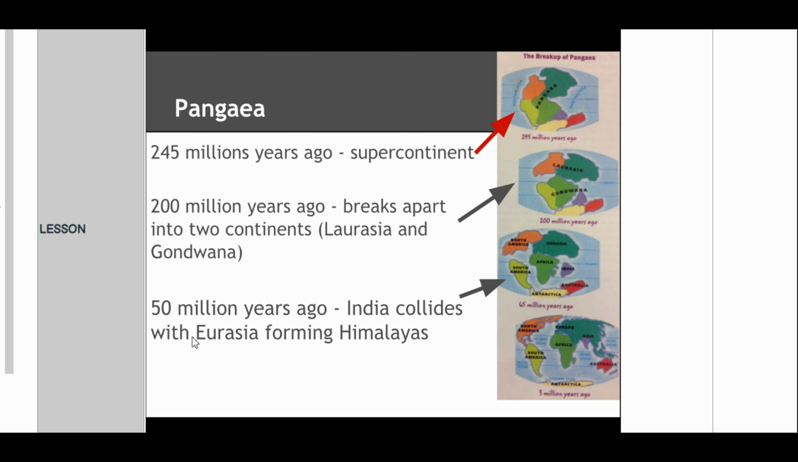Pangaea, you guys learned about in the last unit. I'm not going to spend a lot of time on this slide, but you do need to know what Pangaea is. A supercontinent from about 245 million years ago, and then it started breaking apart into Laurasia and Gondwana, which are the two minor supercontinents, and then eventually India is going to collide and form those Himalayan mountains, and then it's going to keep spreading and doing that continental drift until we get to where we are today.